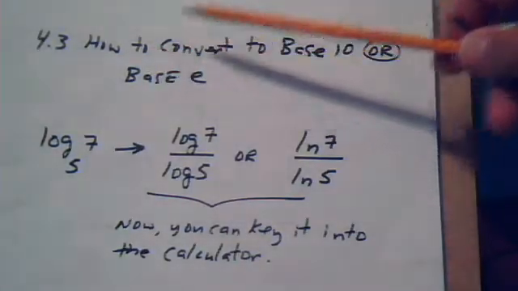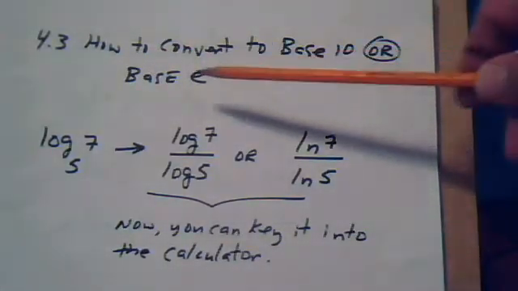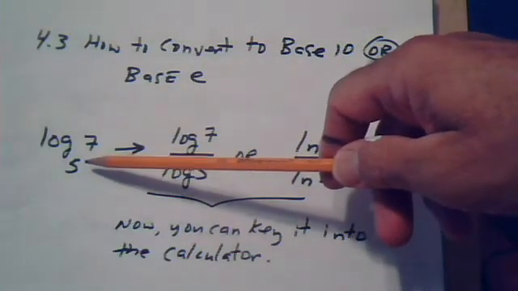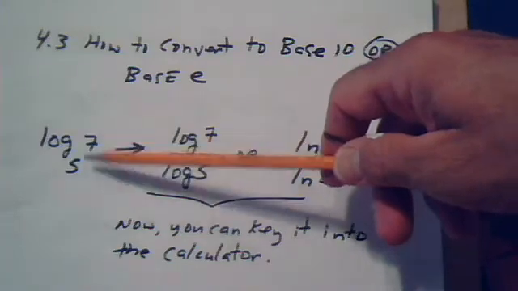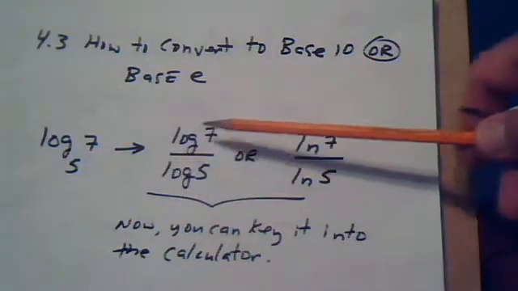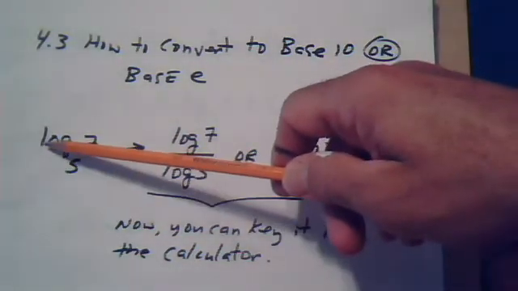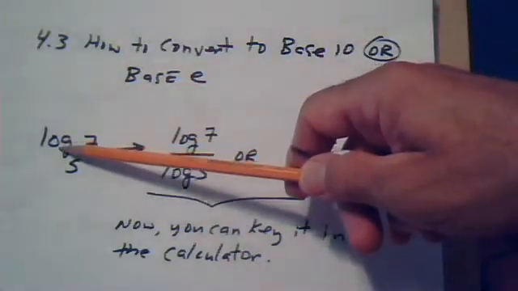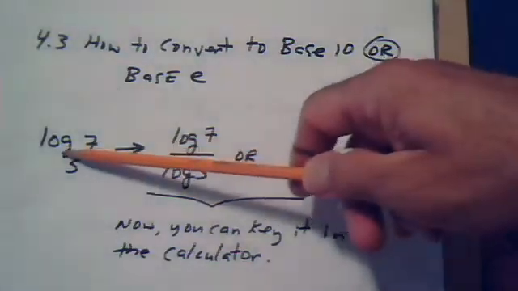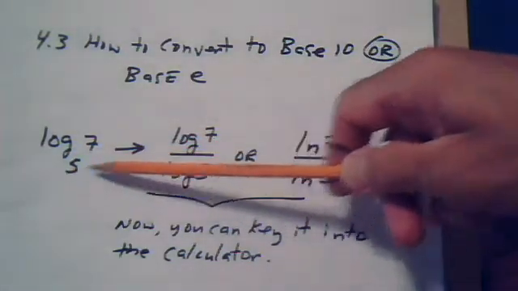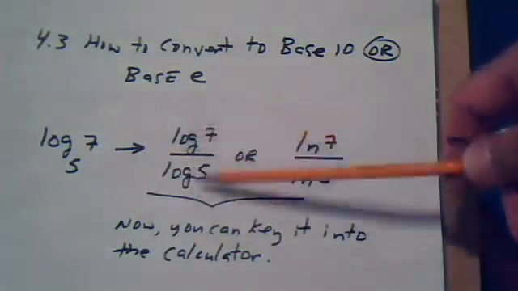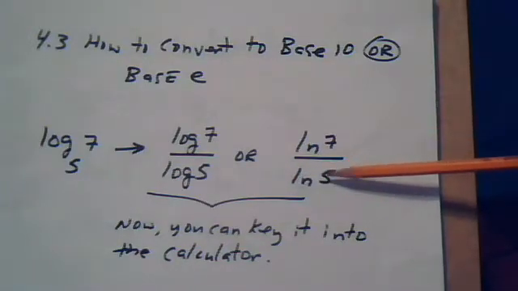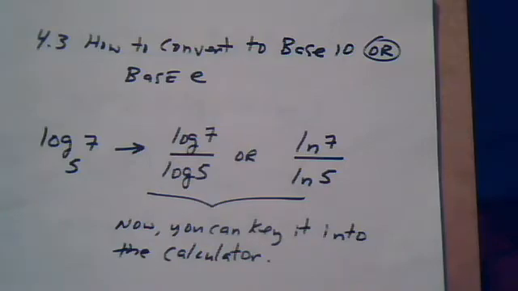How do you convert to base 10 or base e? So notice this is base 5. Your calculator, if you were to key it in, wouldn't understand that. So we have to change it to the form the calculator understands. All you have to do is give each of these numbers its log. So notice, log of 7 base 5. You give the 7 a log, and you give the 5 a log. Key this in, or you could give them both an ln. You get the same number either way. Take your pick.